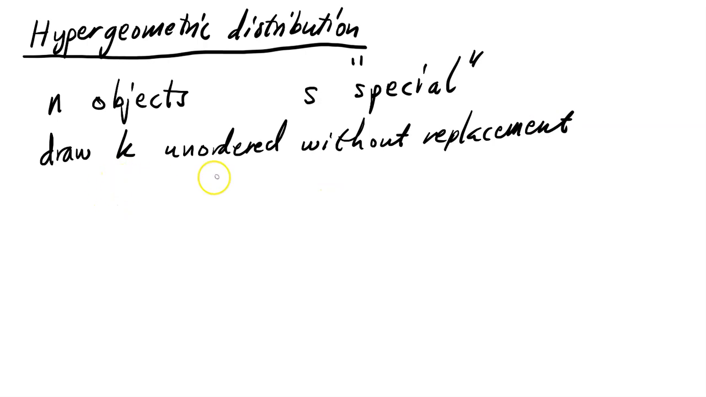Okay, so we draw k of them unordered without replacement. Of course, there are many situations where we don't really draw things, but if it's equivalent to that, we can use this. Then the probability for a draw of k to contain x special objects is given by a hypergeometric distribution, and that hypergeometric distribution is given by the following formula.